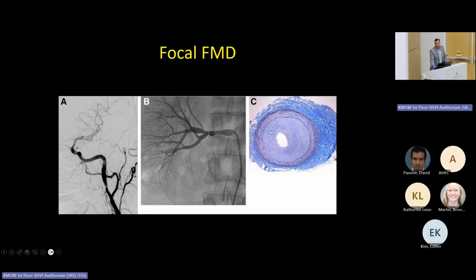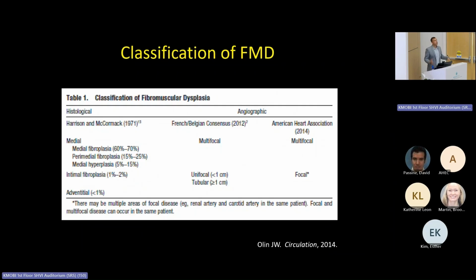Here it's that inner layer, the intima, that causes that discrete focal stenosis. So that's focal FMD, and we used to use that as our clinical criteria. We would refer to FMD as either medial or intimal, dating back to the 70s. Over the years, we weren't doing much histology. Most patients, thankfully, didn't need surgery.